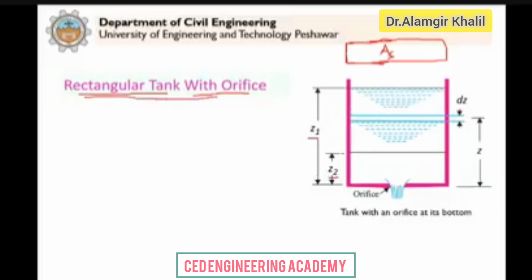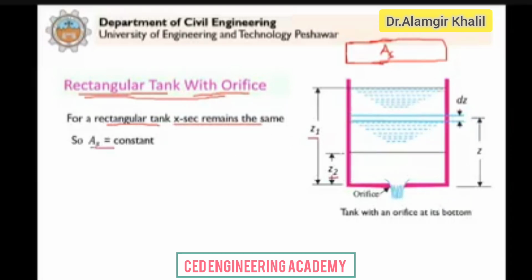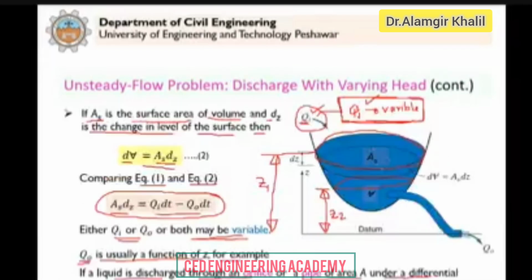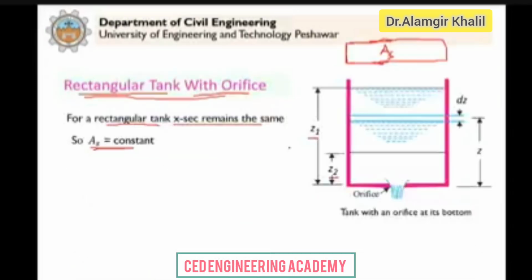So in this case, AS for a rectangular tank cross section remains the same. You can see throughout, the cross section is the same. So AS is equal to constant. In the previous case, AS was a function of Z, because you can see the surface area changes with respect to this Z. But now in this case, AS is constant.